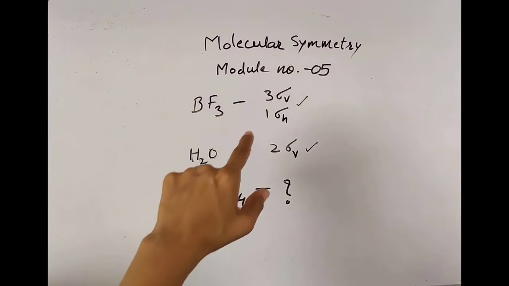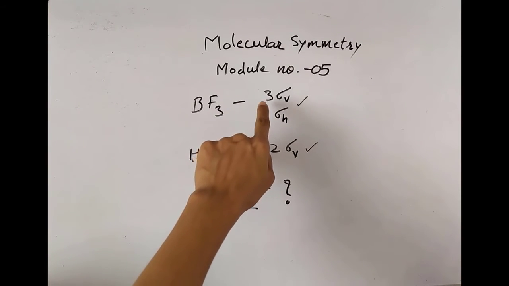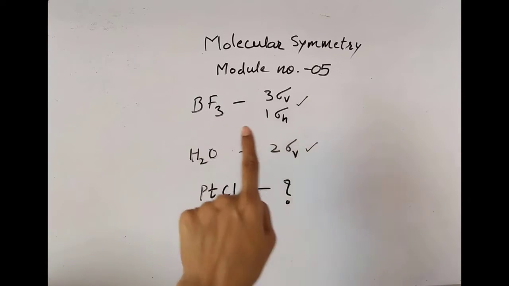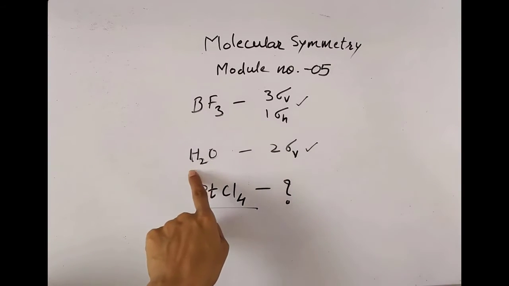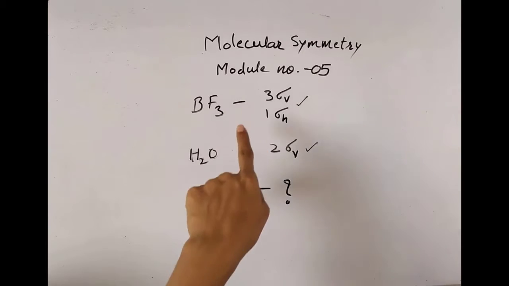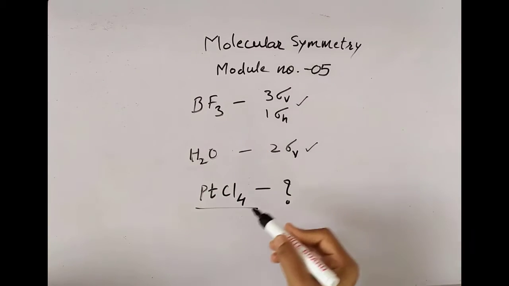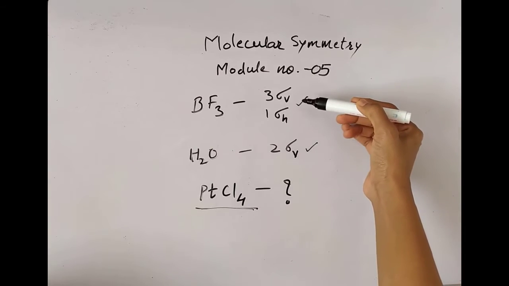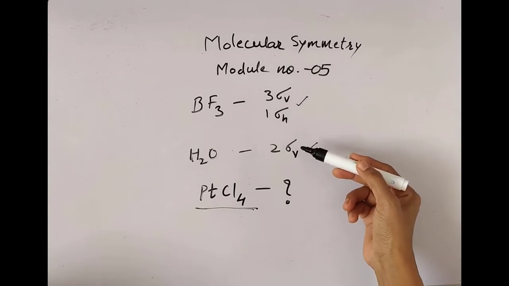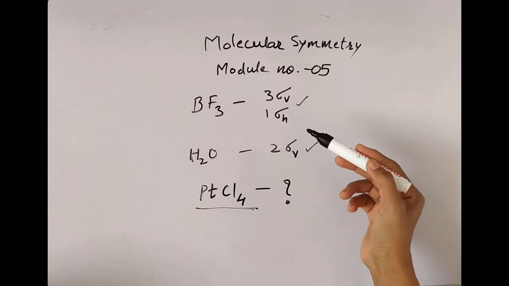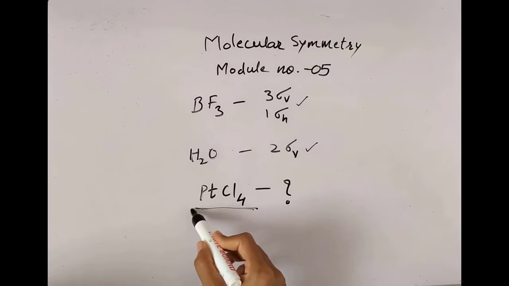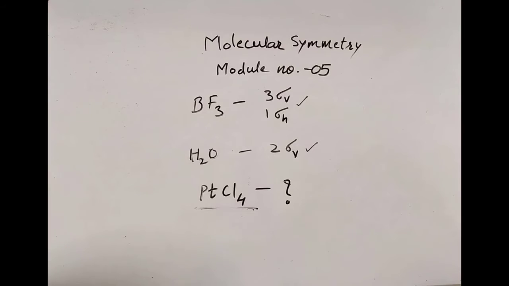It should be very well understood how we got 3 vertical planes and 1 horizontal plane in BF3, and how we got 2 vertical planes in water. If this concept is clear to you, then only proceed toward PtCl4. To make it clear, you can watch the previous videos again and again until you get it clearly. After that only you can move on to PtCl4.